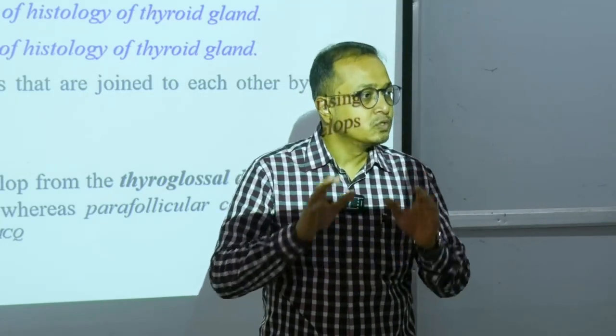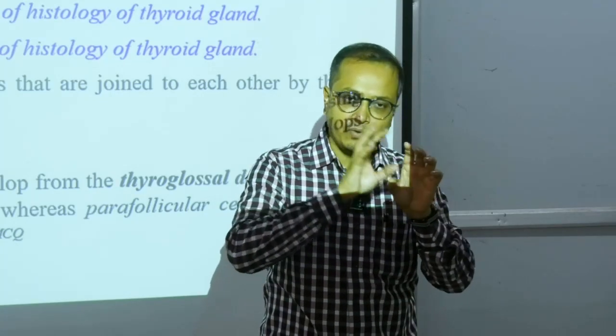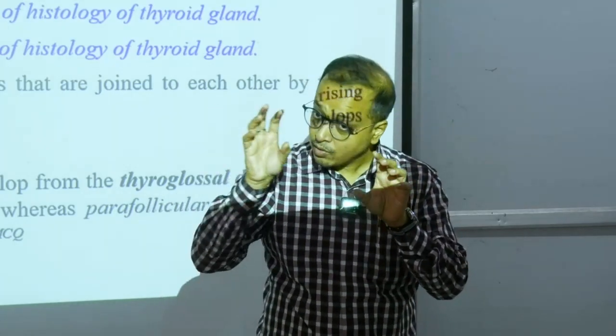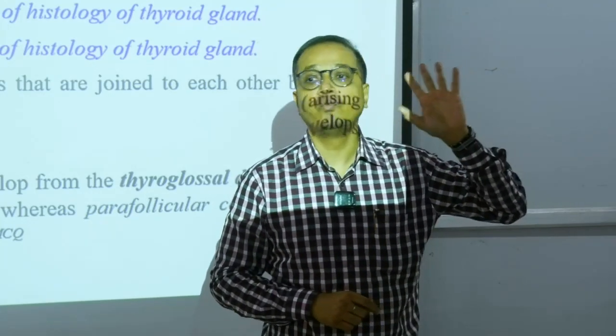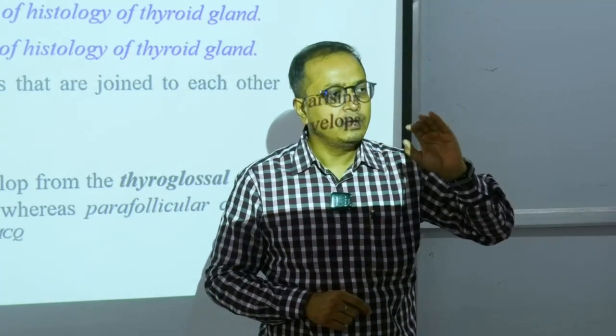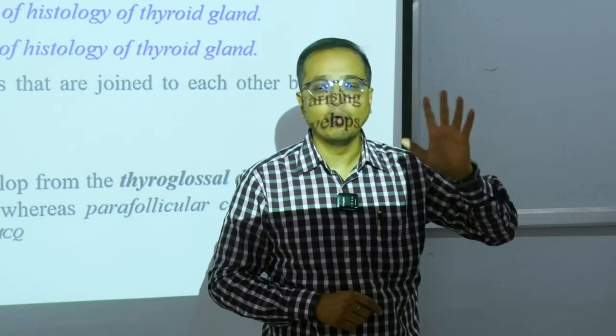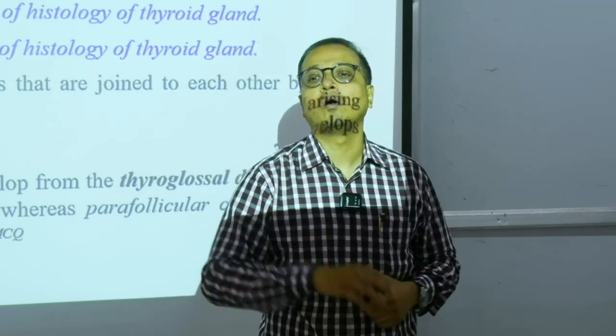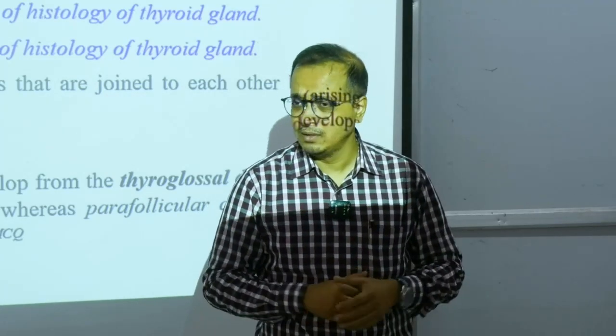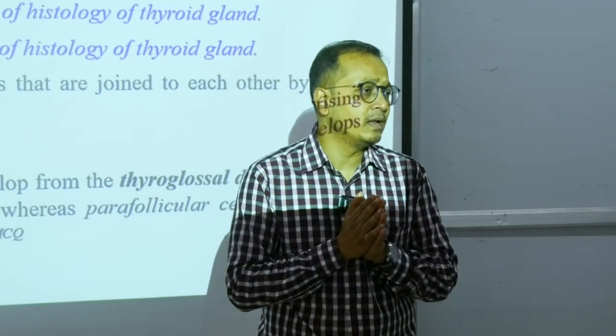Before the union of T3 and T4 with the thyroglobulin, we call them free T3 and free T4. This free T3 or free T4 is basically a hallmark to identify the functional unit of the thyroid gland. So, this is how the thyroid gland is composed.